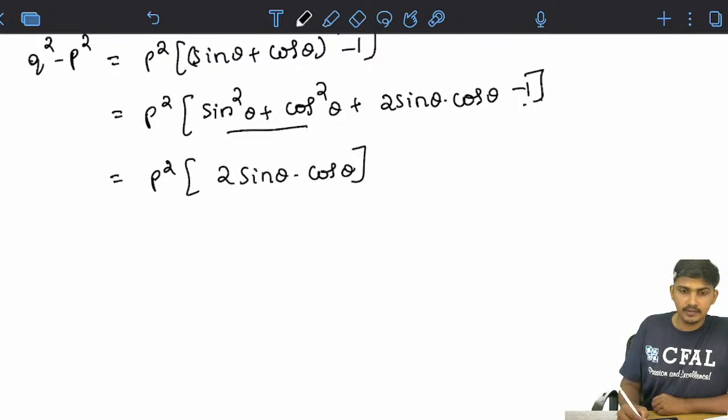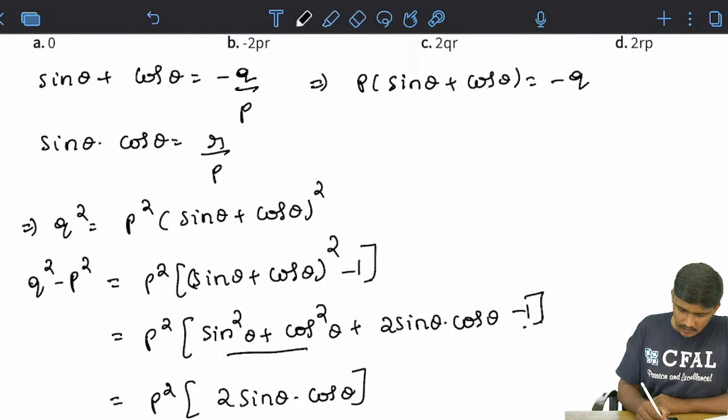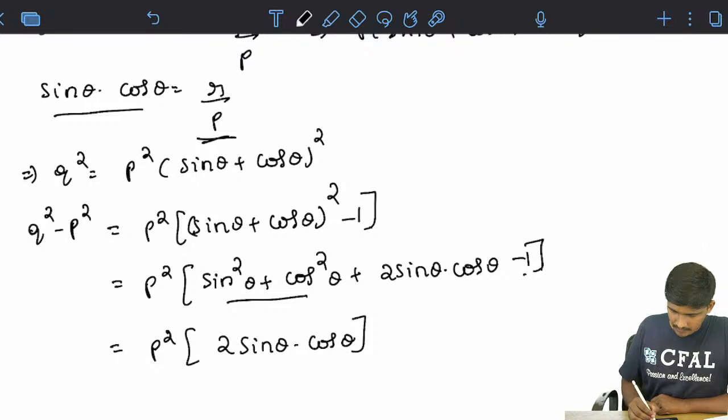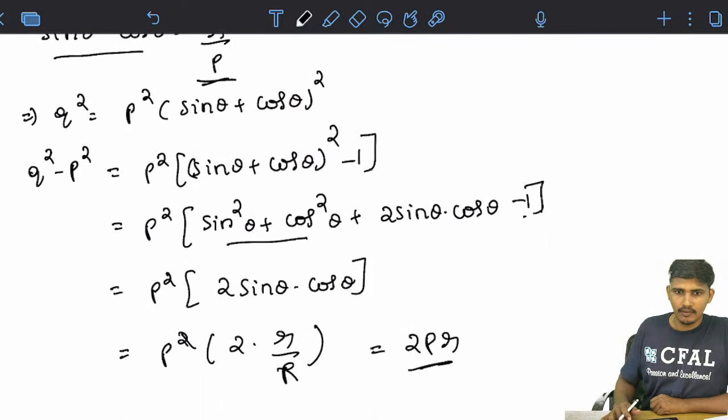And this we have seen. What is 2 sin theta into cos theta? We have seen already, right? Sin theta into cos theta is equal to r by p. So the value of this particular expression will be p square into 2 into r by p. So p gets cancelled. So this is equal to 2pr.